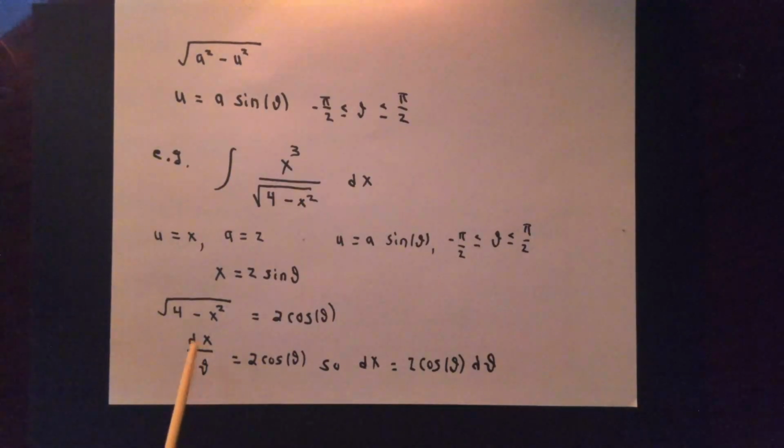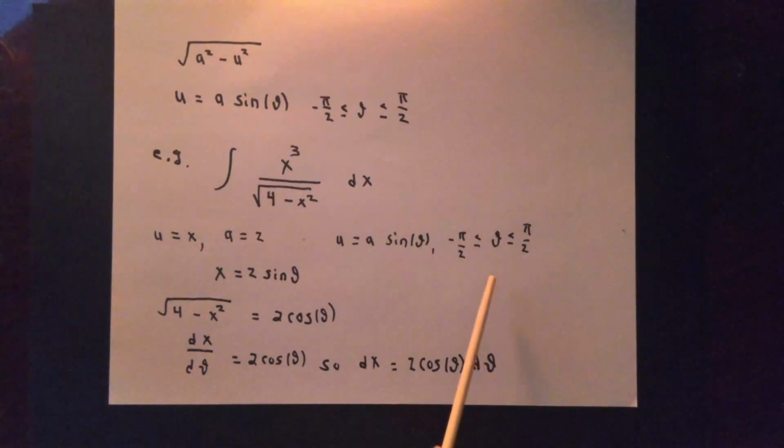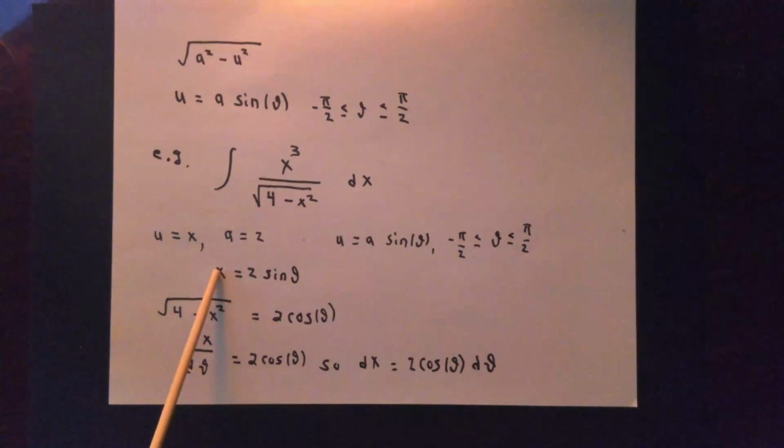As far as the quantity under the radical goes, if you want, you can write all of this out using the fact that x is 2 times sine theta. In the end, you'll get 2 absolute value cosine theta, but because of the range of theta values, that'll just be 2 times cosine theta. On the other hand, if x is 2 sine theta, the derivative of x with respect to theta is 2 cosine theta, so dx will be 2 cosine theta d theta.